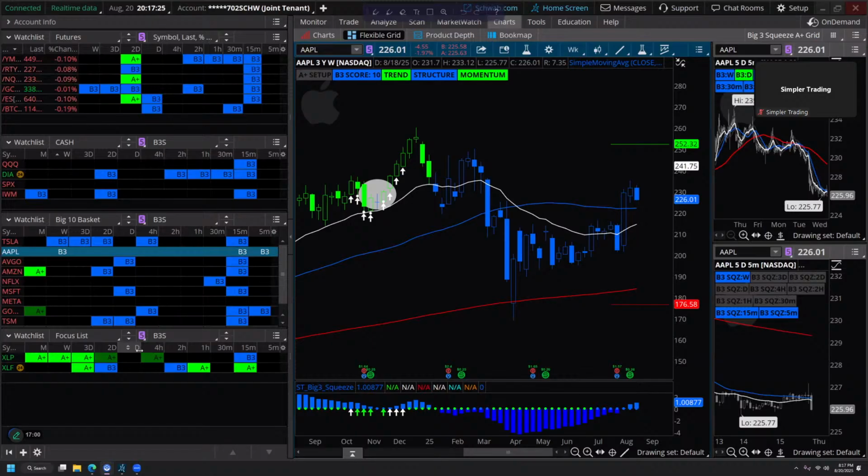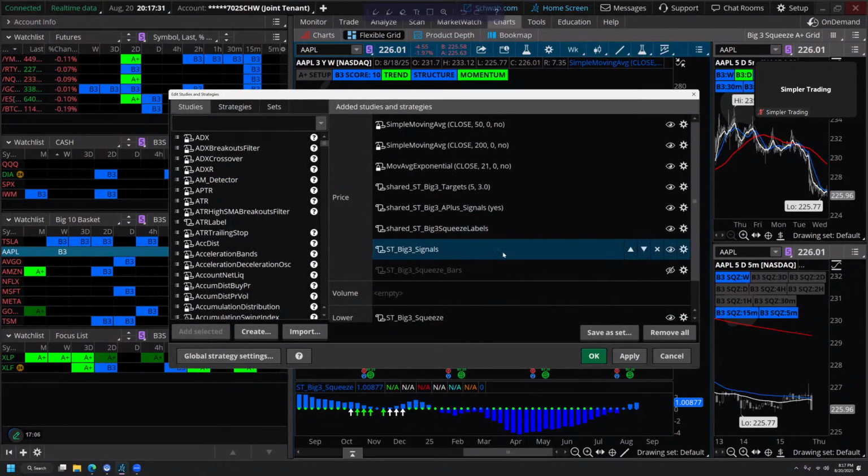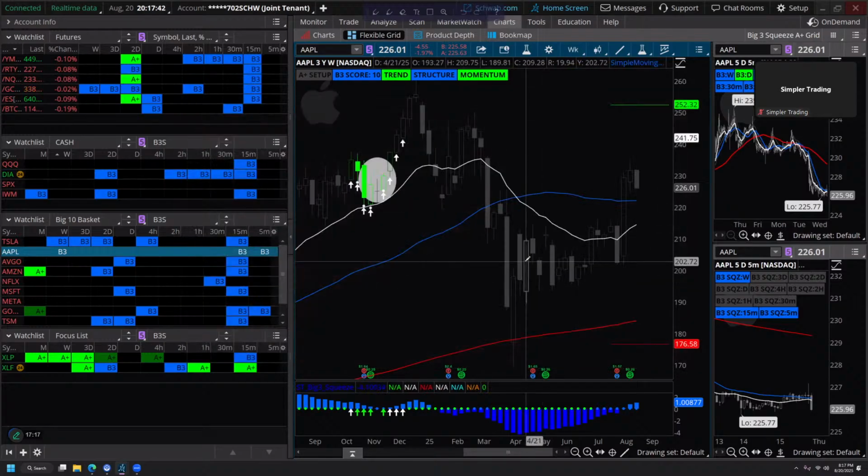Got the watch list columns, all those great things, and then 2 new indicators here. One would be what I would call the big 3 squeeze bars. Pop these up real quick, and then we'll get into the good stuff. Haven't even hit you guys with the good stuff yet. All right, so let's go back to, again, here's your Apple Weekly.